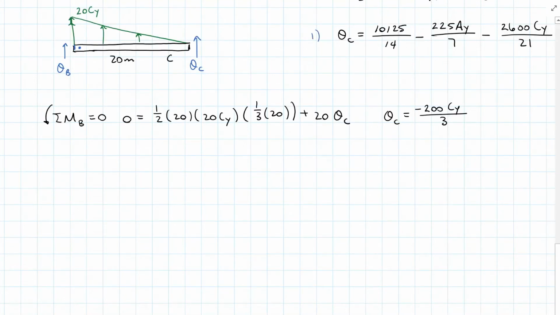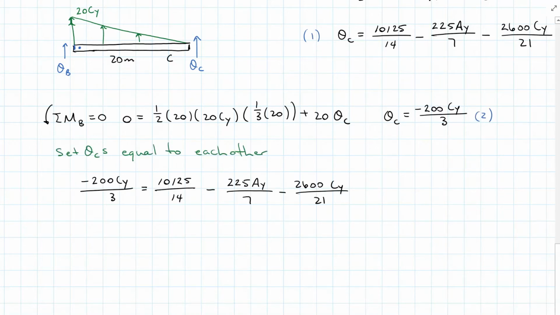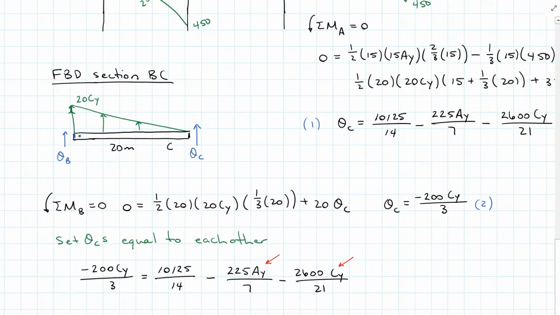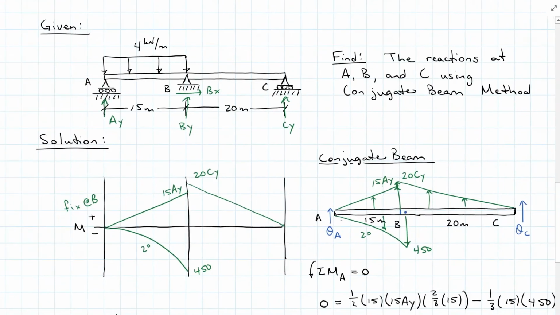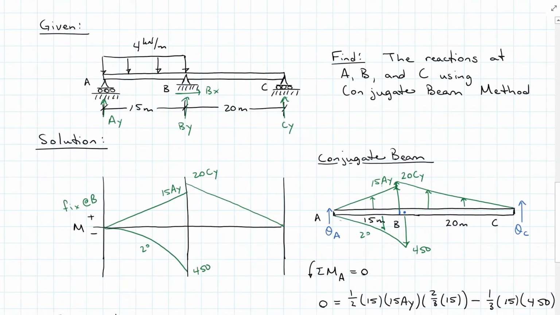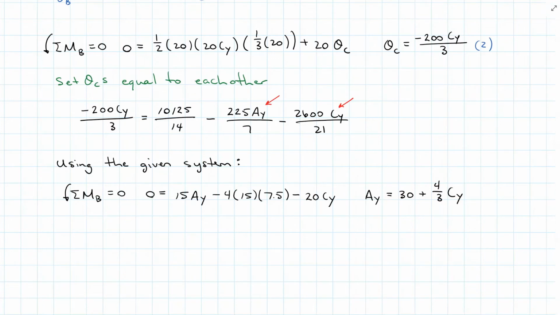I now have 2 equations for theta C, so I can set them equal to each other. And when I do that, I find that I still have 2 unknowns, AY and CY. So what I need is another equation that relates AY to CY. So coming all the way back here to my original given problem, I see that if I sum moments about B, I can get AY and CY isolated and one in terms of the other. I find that AY is equal to 30 plus 4/3 of CY.